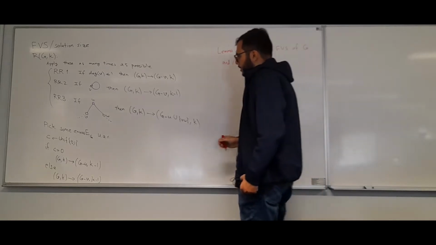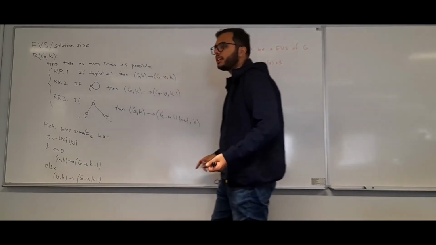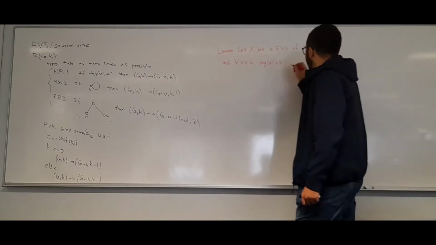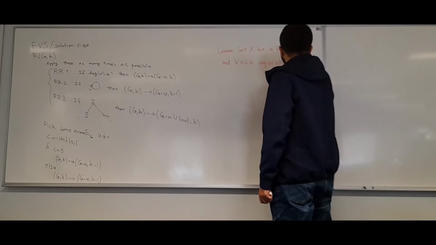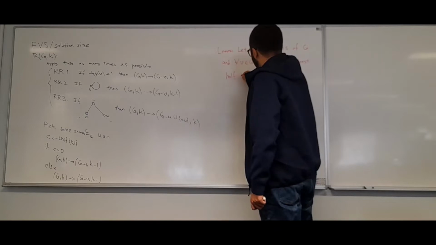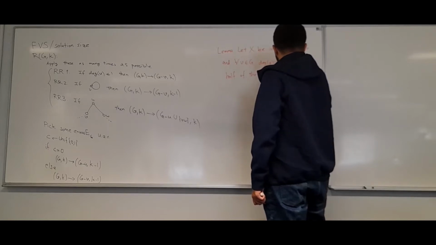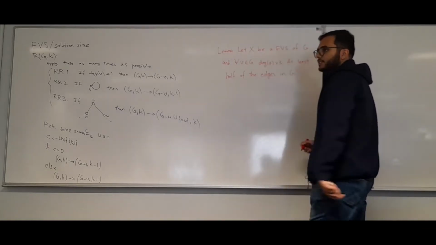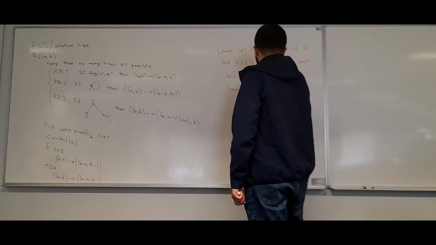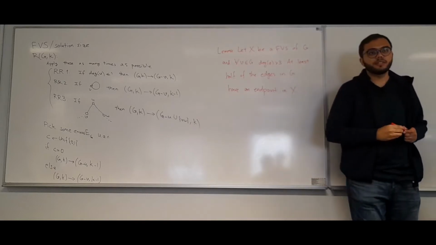Now I want to claim that when I pick this edge E, there is at least a half probability that I'm picking an edge that has at least one of its endpoints in X. So another way of saying it is that at least half of the edges in G have at least one endpoint in X. So I want to prove this.